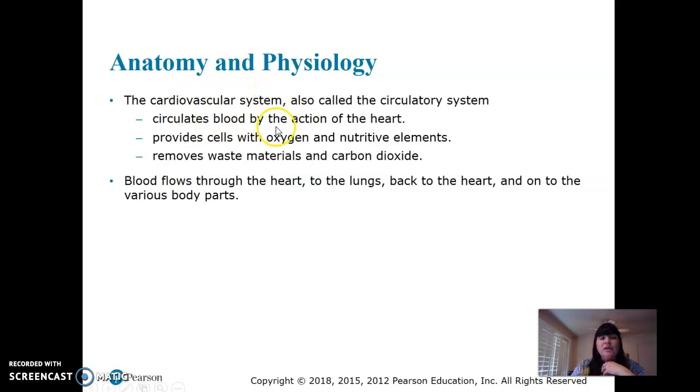So the heart circulates blood and provides cells with oxygen and nutrients, because that's where the nutrients and the oxygen are, in the blood. Then the tissues are doing their job and releasing waste, so that's going to be picked up by the blood. For example, the gases will go to the respiratory system and we exhale the waste. Other waste goes to the urinary system where we get rid of the fluid and whatever other wastes are there. So blood flows through the heart to the lungs, back to the heart, and to various parts.